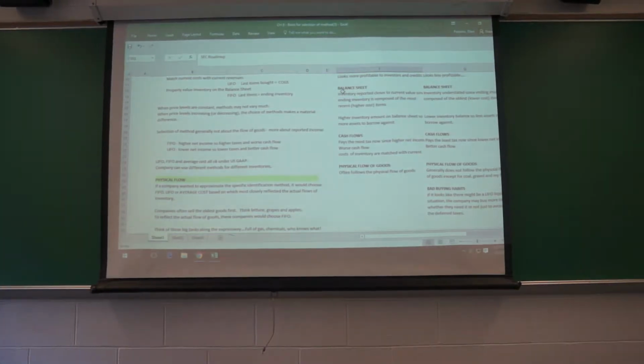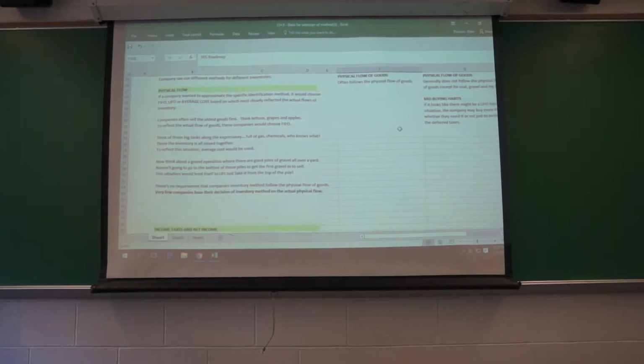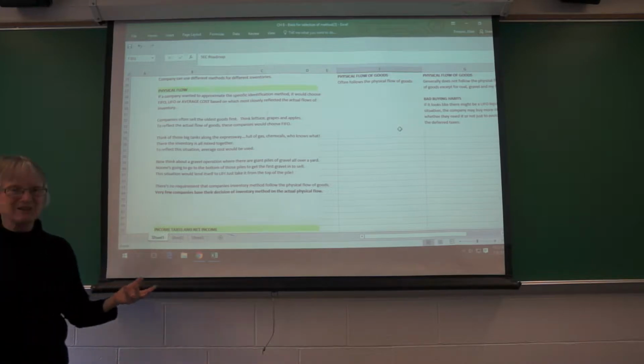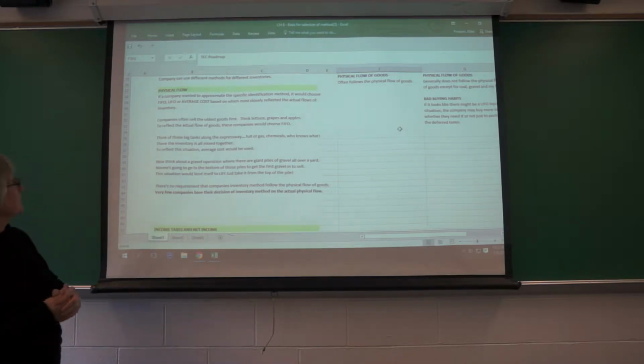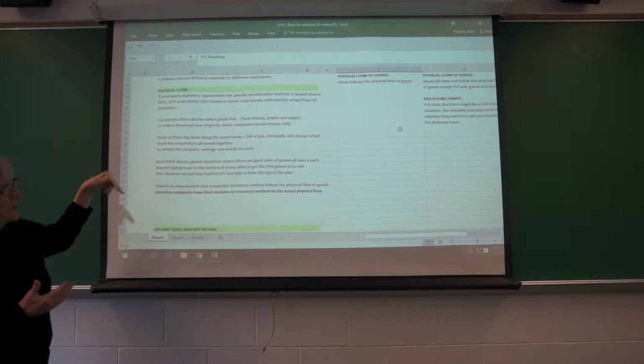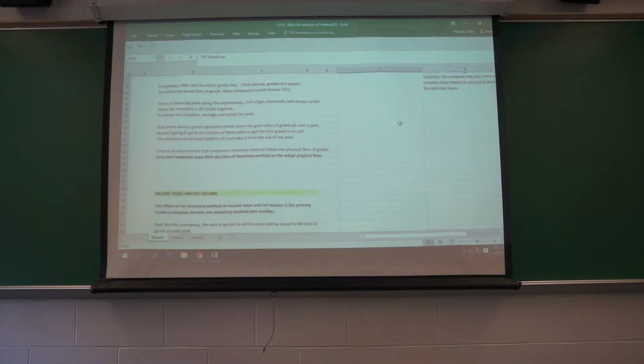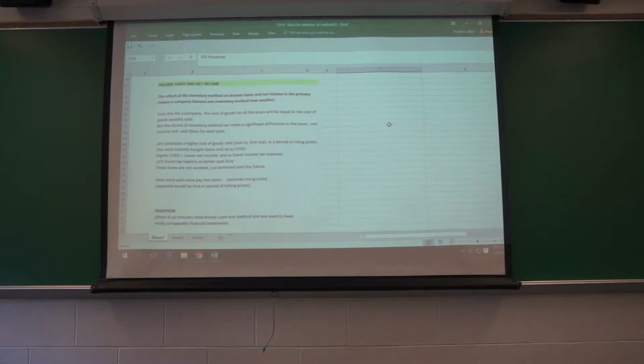We really can't answer that question. The book provides you with a lot of things they could go by. Generally, it is not the physical flow of goods, and it's not required that it be the physical flow of goods. So companies generally don't base their decision on the physical flow of goods. What is more likely the basis is the impact on income taxes and net income.